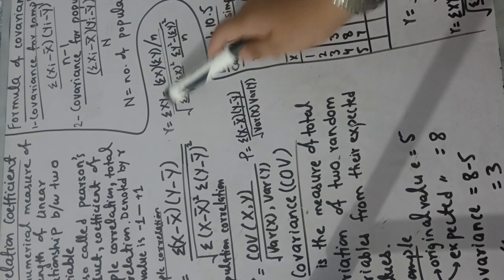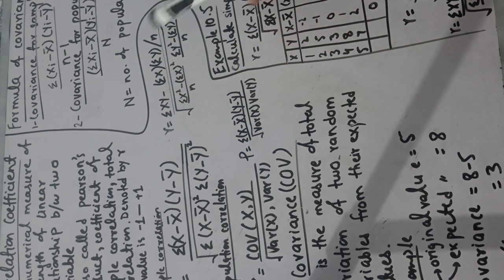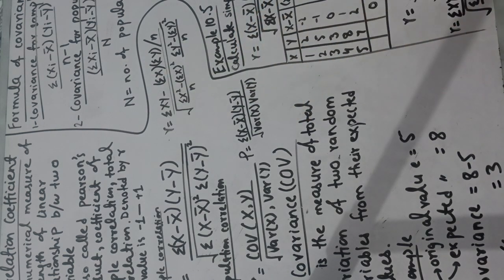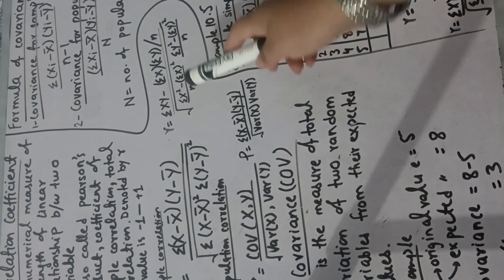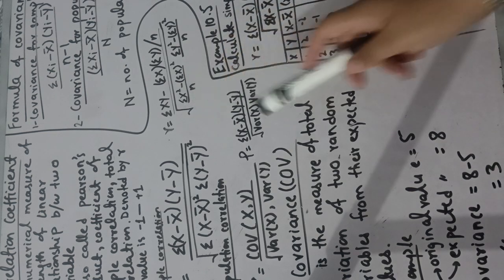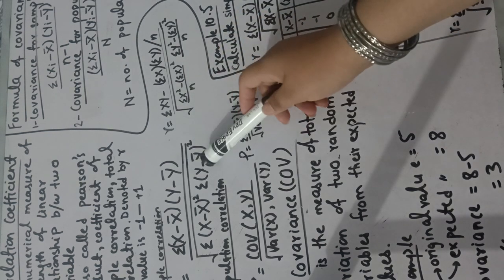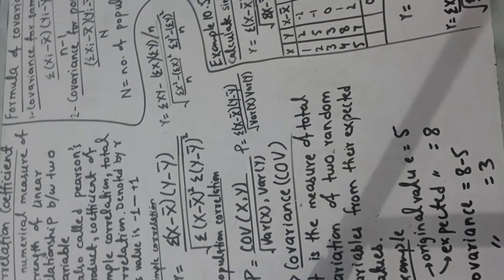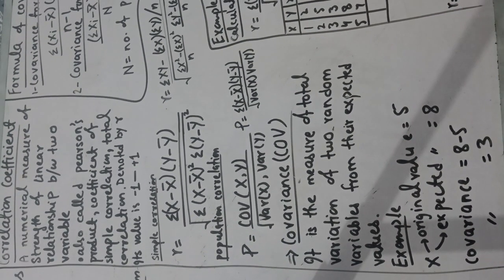In this second formula, you find the values of x and y and divide by n, where n is the total number of values given. One thing to remember: the answers of both formulas are the same. If you get 0.8 through this formula, you will also get 0.8 by the other. That's the method to check whether your answer is right or not.